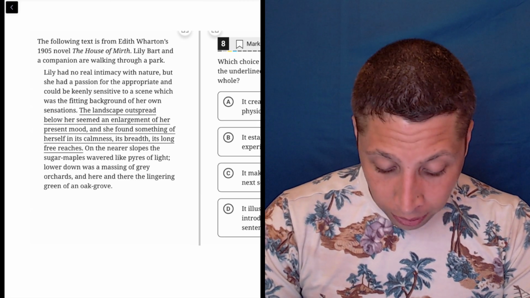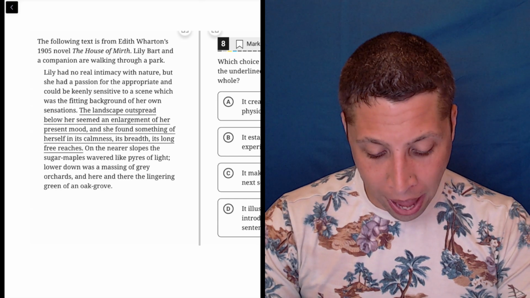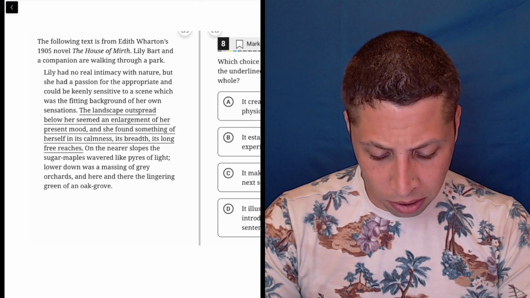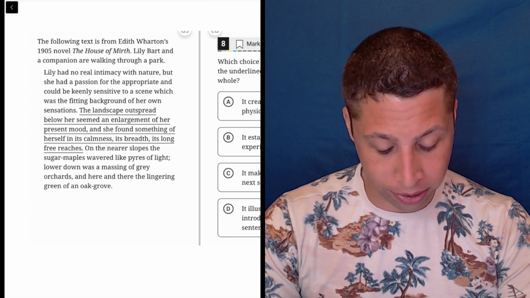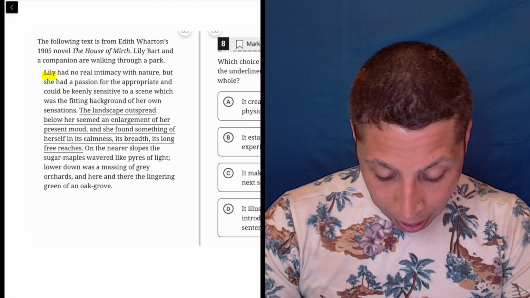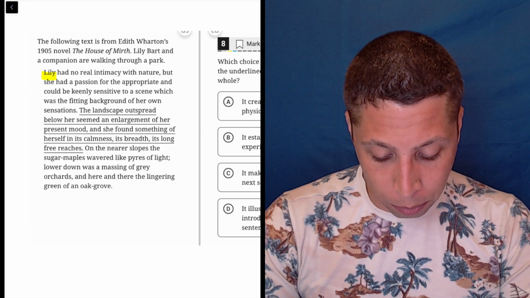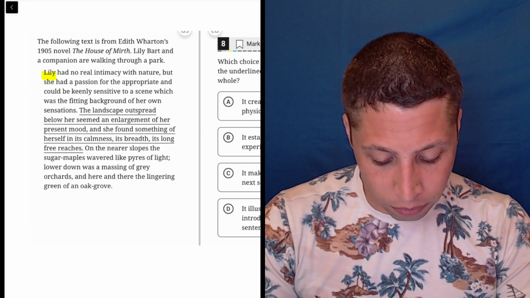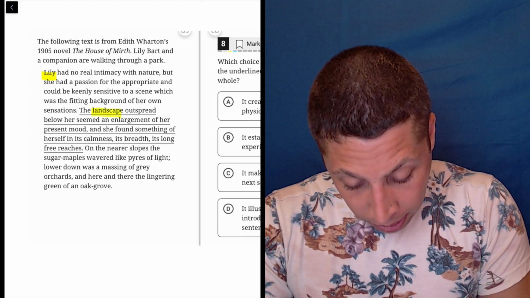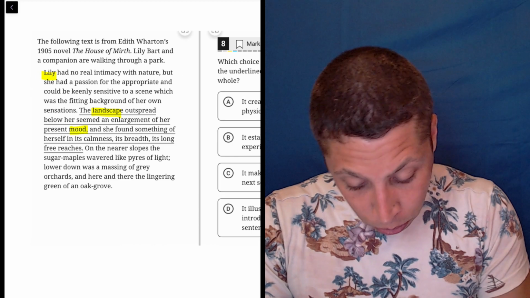Okay. Lily had no real intimacy with nature, but she had a passion for the appropriate and could be keenly sensitive to a scene which was the fitting background of her own sensations. I have no idea what that means. They're describing Lily. The landscape outspread below her seemed an enlargement of her present mood, and she found something of herself in its calmness, its breadth, its long free reaches. So, landscape is her mood.